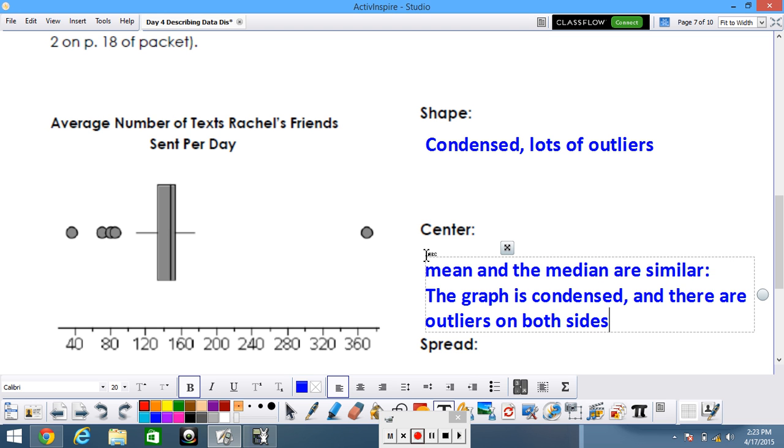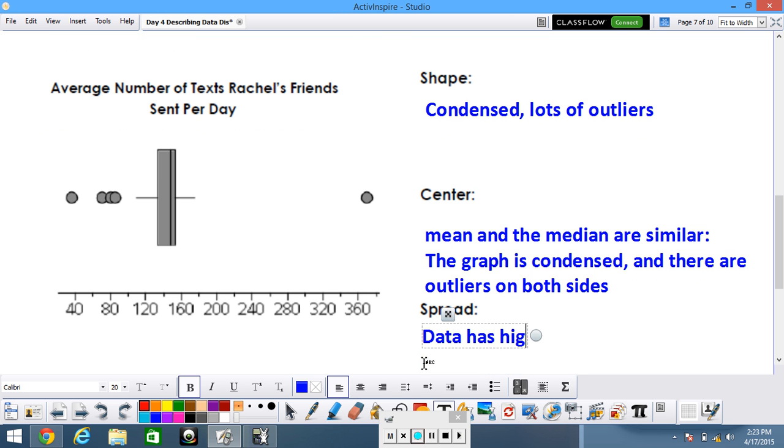Okay, so for the spread, I see a big gap here. I see lots of space between these outliers and the box and whisker. So I would say there is high variability. This data is very spread out. Data has a high spread because of large gaps.